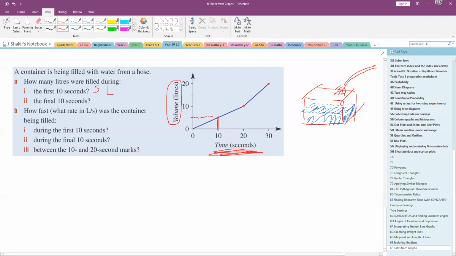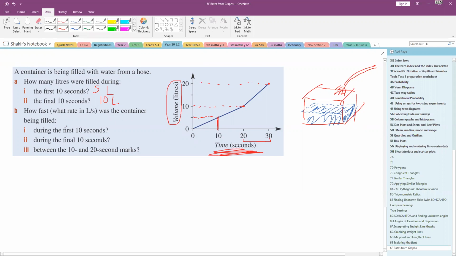Because it's 10 there, this has to be a half. And so 5 liters. How many liters were filled during the final 10 seconds? Okay, the last 10 seconds, or are we from there to there? So it was at 10, and then it became 20. So how much is filled? 10 liters. Because you were at 10, it became 20. 20 minus 10 is just 10 liters.